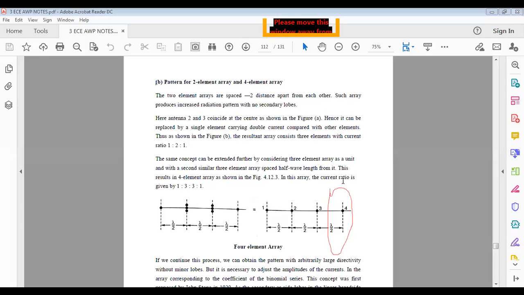See here, especially from this binomial array, we find the current excitation amplitudes by merging the intermediate points. When we consider the three element array, just listen carefully, it is very important. When you consider the three element array, take one plus one.